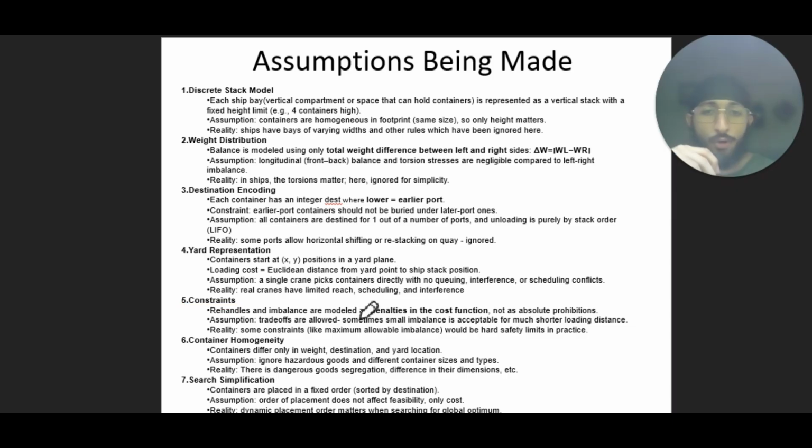So rehandles and imbalance are modeled as penalties in the cost function, not as absolute prohibitions. The assumption here is that trade-offs are allowed. Sometimes small imbalance is acceptable for much shorter loading distance. In reality, some constraints like maximum allowable imbalance would be hard safety limits in practice.